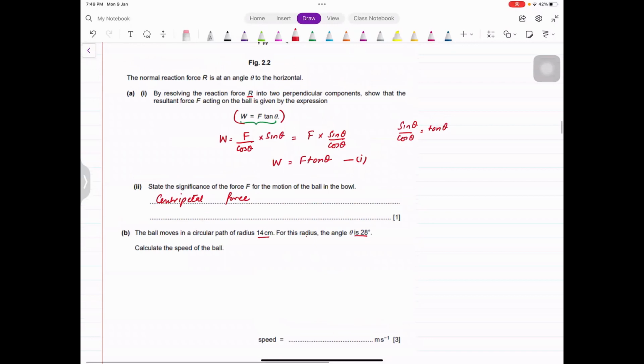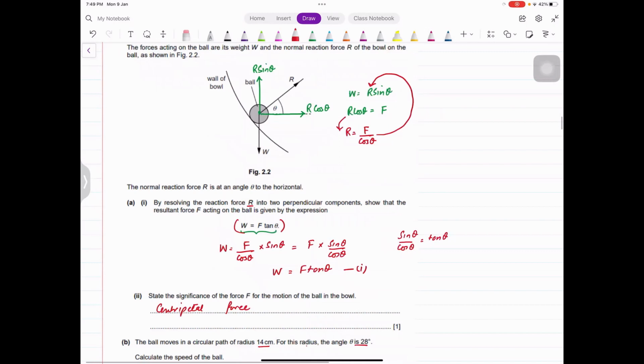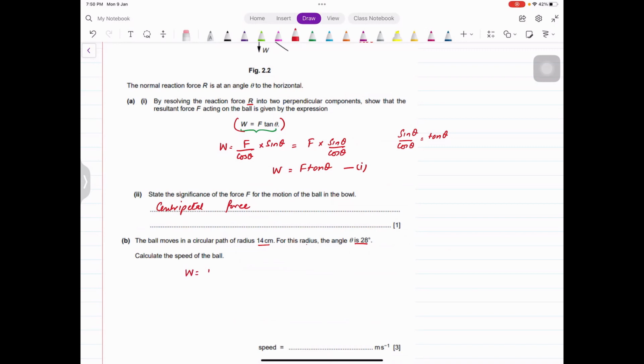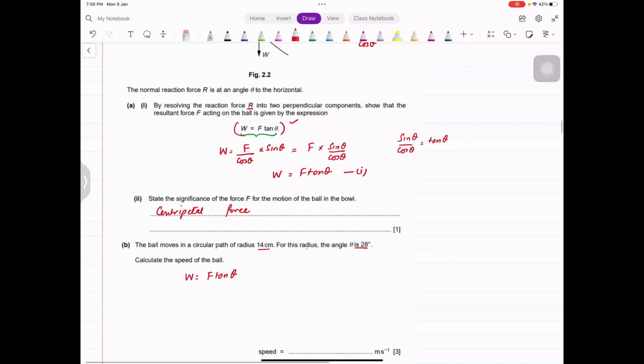Unfortunately, do we have the weight? That's not fair. Doesn't matter, even if you don't have the weight, because the equation they've given is F equals W tan theta. Even if you couldn't solve a question like this, do not worry about it, because you can use the expression given and do this question and not lose all the marks.